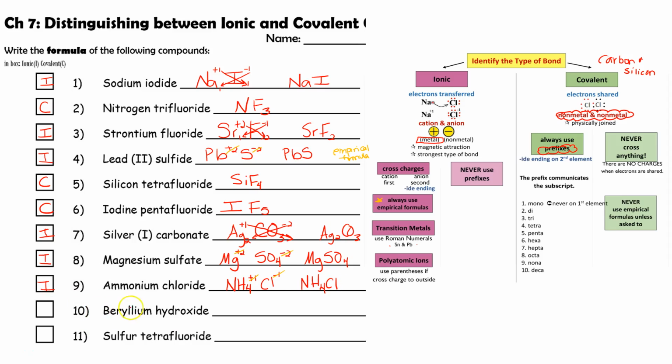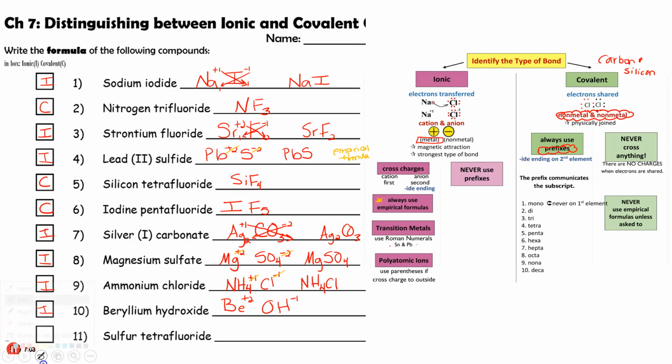All right, number 10, beryllium hydroxide. So let's go to the periodic table. You're going to notice that beryllium is a metal. Hydroxide is not hydrogen. It is a polyatomic ion. Because you've got a metal and a polyatomic ion, this is definitely ionic. So I'm going to go ahead and write down the symbol for beryllium and its charge because we always cross charges for ionic compounds. Hydroxide is on my list of polyatomic ions.